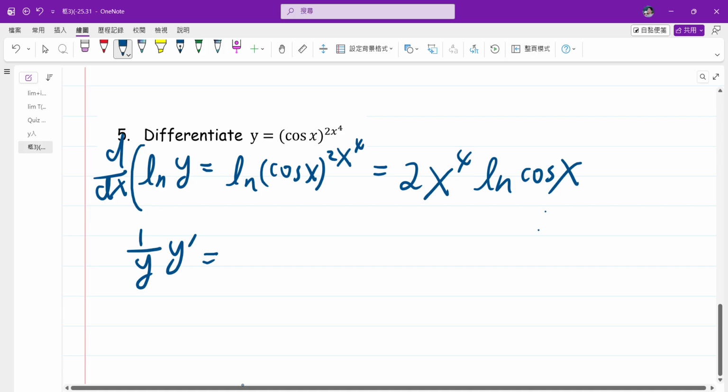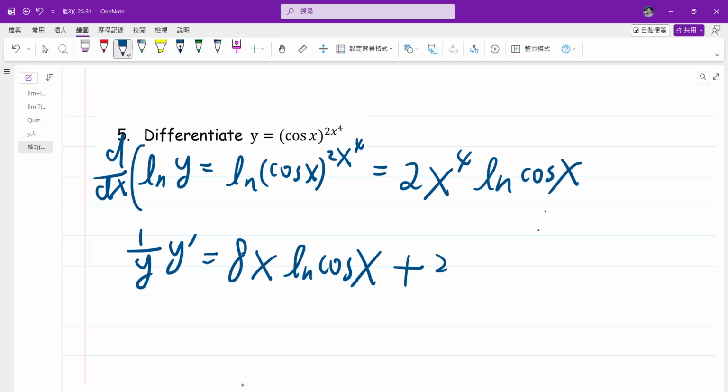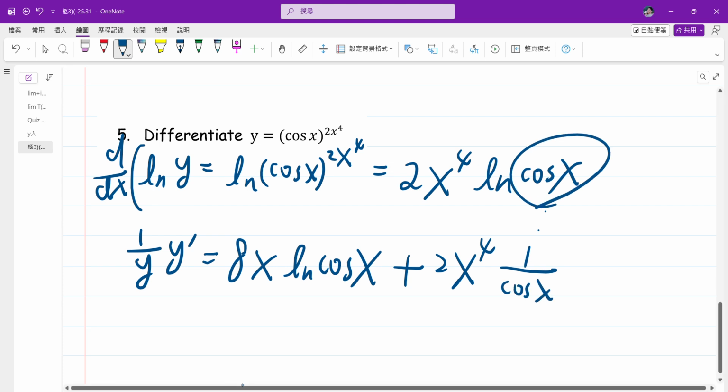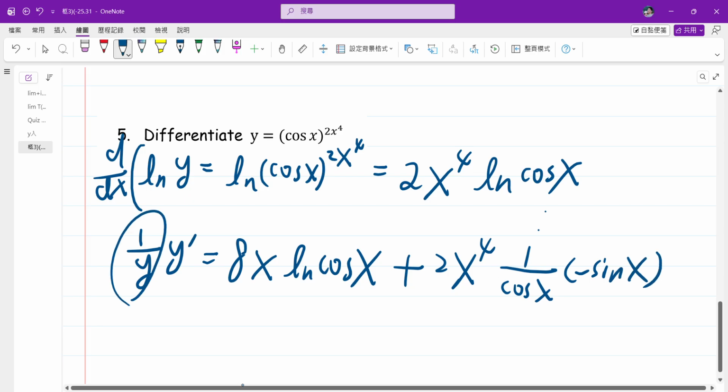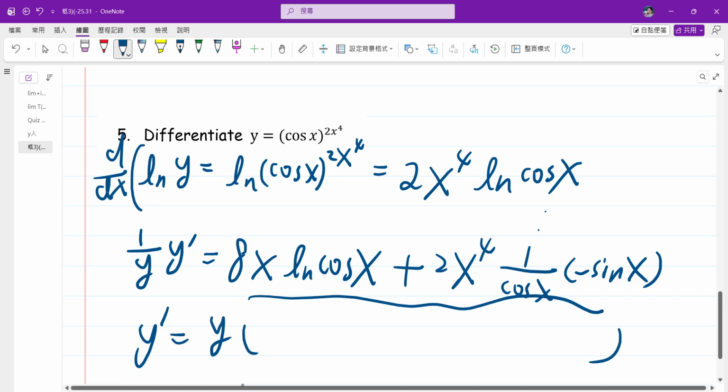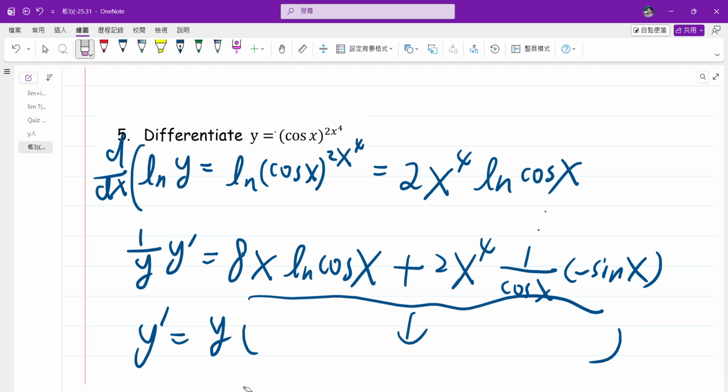So you find the derivative of this, 8x cubed, and then times this, and then plus this times the derivative of this. There will be 1 over cosine x, and then apply the chain rule. That's negative sine x, right? And then multiply by y here. So y prime equals y times the whole expression. You just copy down this. And then maybe you can substitute y by this, and that becomes your final answer.